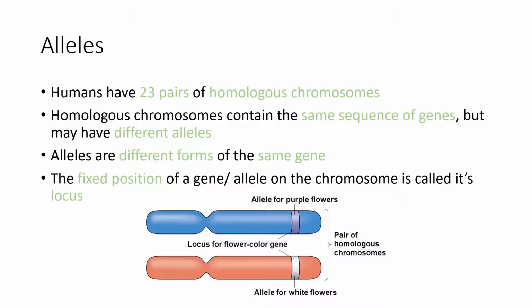This diagram here just shows this all quite nicely. It shows that here we have 2 different alleles coding for 2 different things, one for purple flowers and one for white flowers. Now, although they're coding for different things, this is a pair of homologous chromosomes because the locus is at the same point and they are actually the same gene. They're just coding for different things.